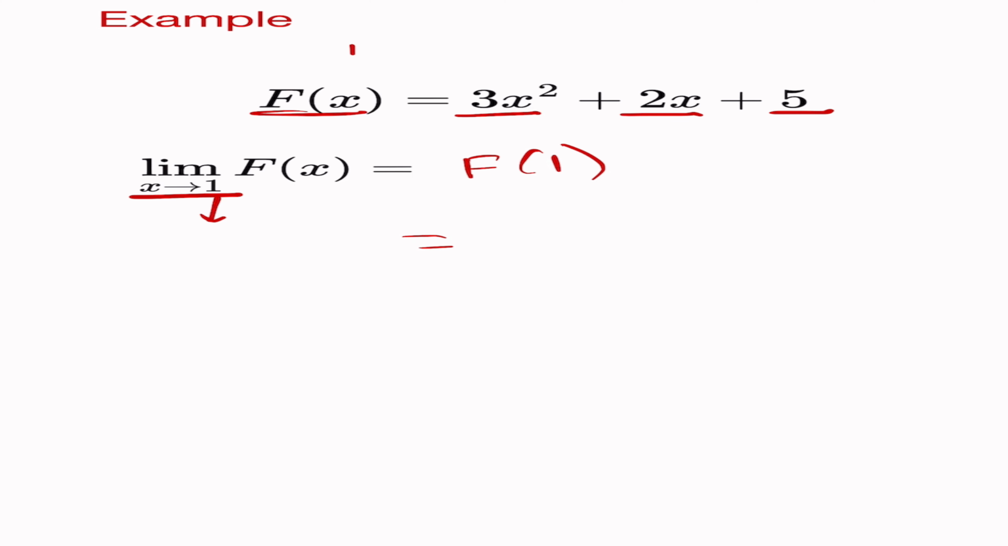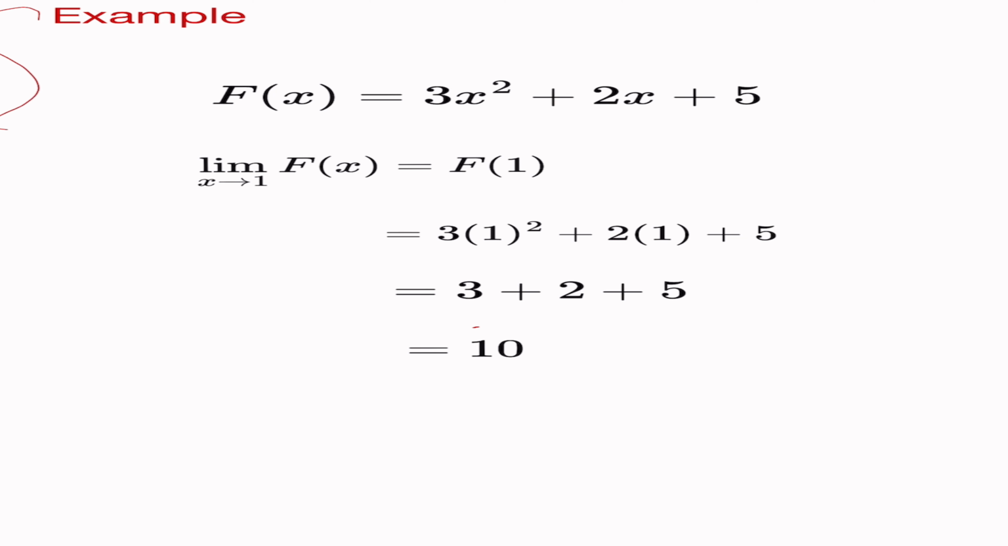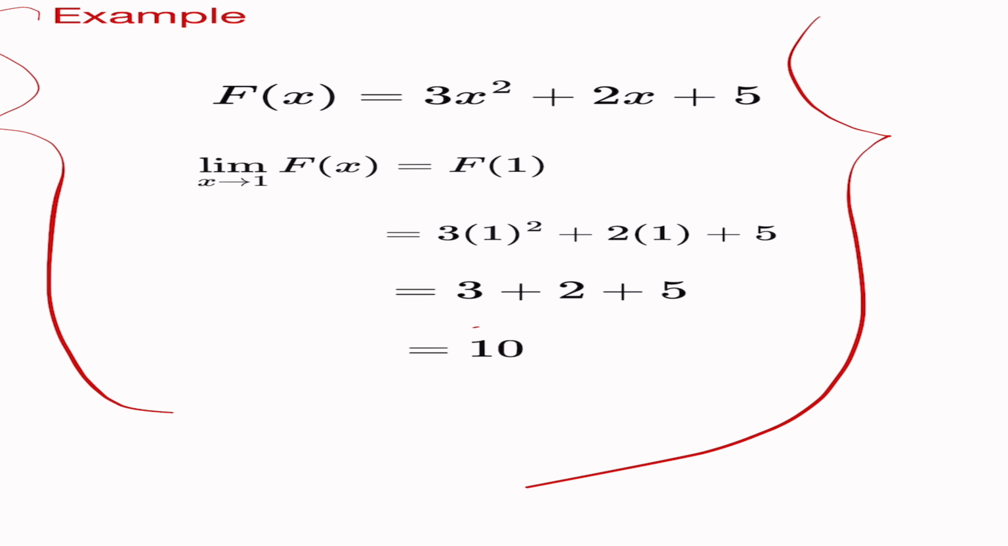This means we have to plug in 1 in here, right? So let's plug in 1 in here. So you have 3 times 1 squared plus 2 times 1 plus 5, right? So it's going to give us 3 plus 2 plus 5, which is 10. So this will be our answer. You guys can take a look at here. We have a detailed view of this example.